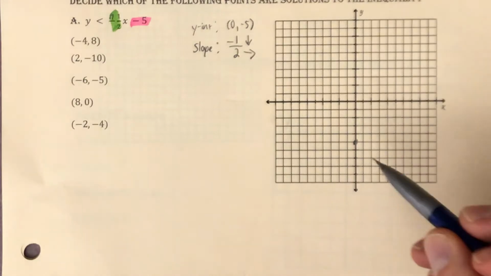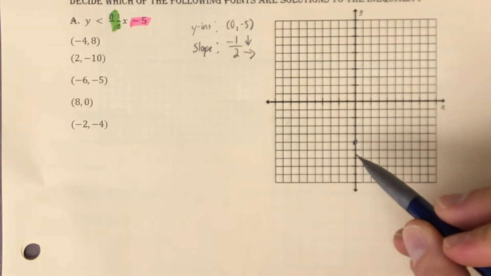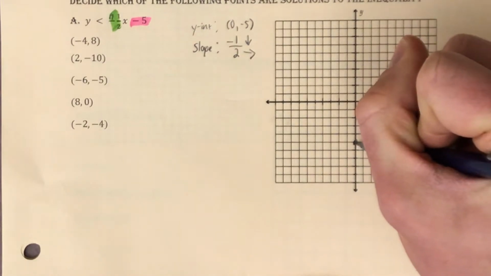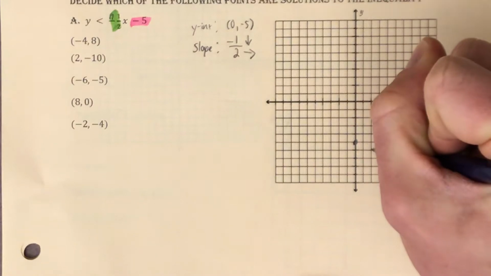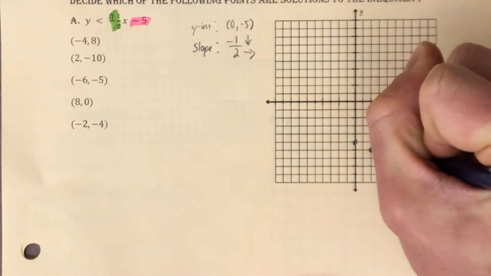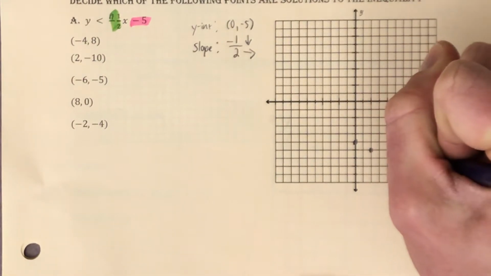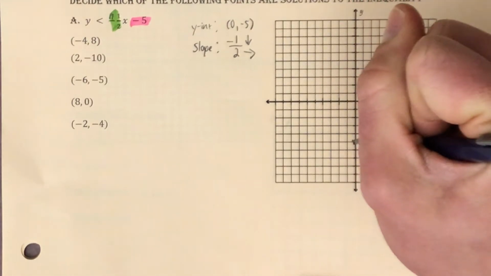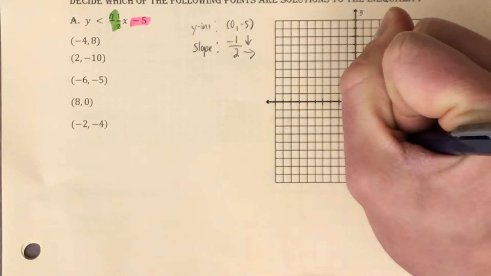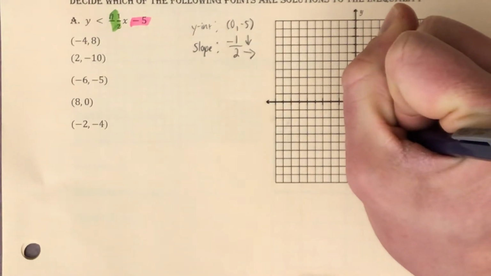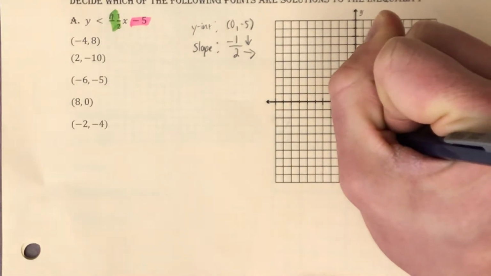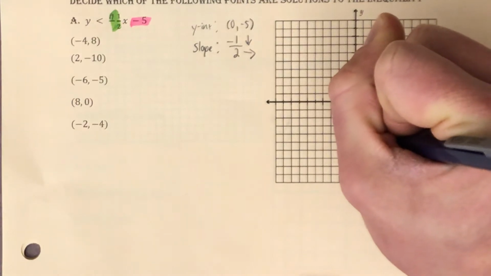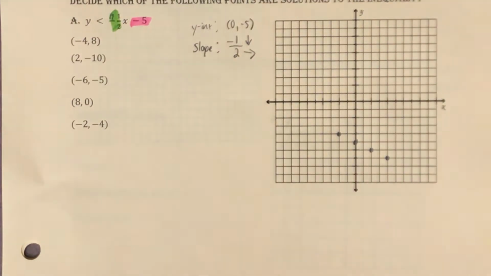I'm going to go back to my y-intercept and do that to create my next 2 points. From my y-intercept, I'm going to fall 1, move to the right 2. Then I'm going to do it again. Fall 1, move to the right 2. Reminder, you can always do the opposite of both those things. Instead of falling 1, I'm going to rise 1. Instead of moving to the right 2, I'm going to move to the left 2. And that's still going to be a point on the line.